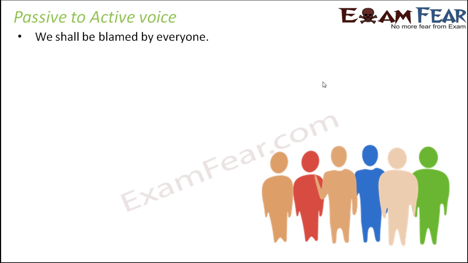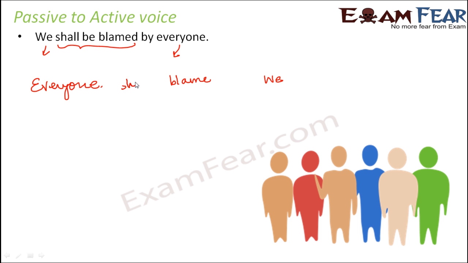Let's look at this one. We shall be blamed by everyone. So here we and everyone need to be interchanged. That means everyone at the start, and at the end it should be we. Let's just write we for now. Shall be blamed. So this is future. How will shall be blamed be in the active voice? It should be shall blame. So let's write shall blame.